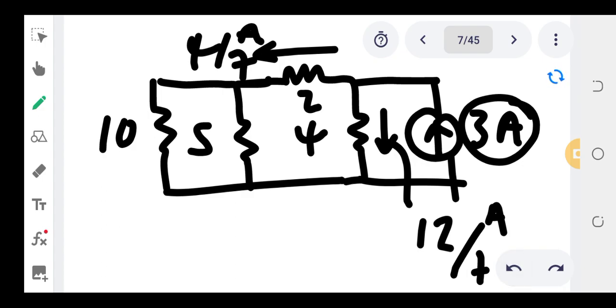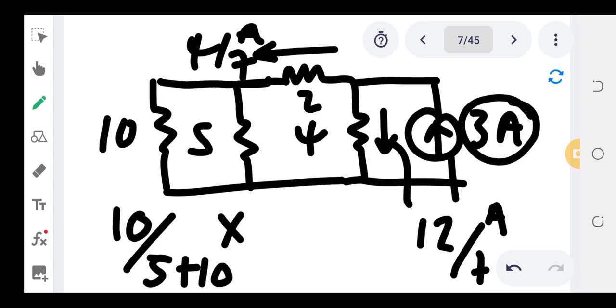We just say it is 10 over 5 plus 10 times 4 over 7. So what do we get? So 10 divided by 15 times 4 over 7. So what we get is 8 over 21. Okay, let me do this again. So what is 3 minus 12 over 7?